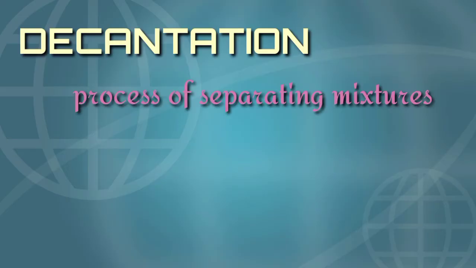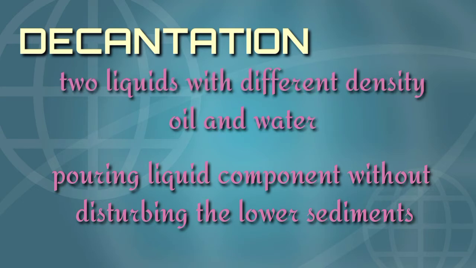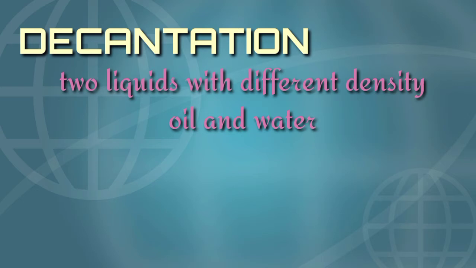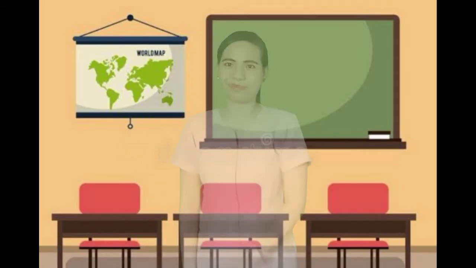Decantation is the process of separating the components of a mixture by pouring the liquid component from one container to another without disturbing the lower part or sediments in a mixture. It can separate two liquids with different density, such as oil and water. It can also separate a liquid from heavy sediment that sinks in the bottom of the container, for example, sand and water. Now let's move on to Activity 2.